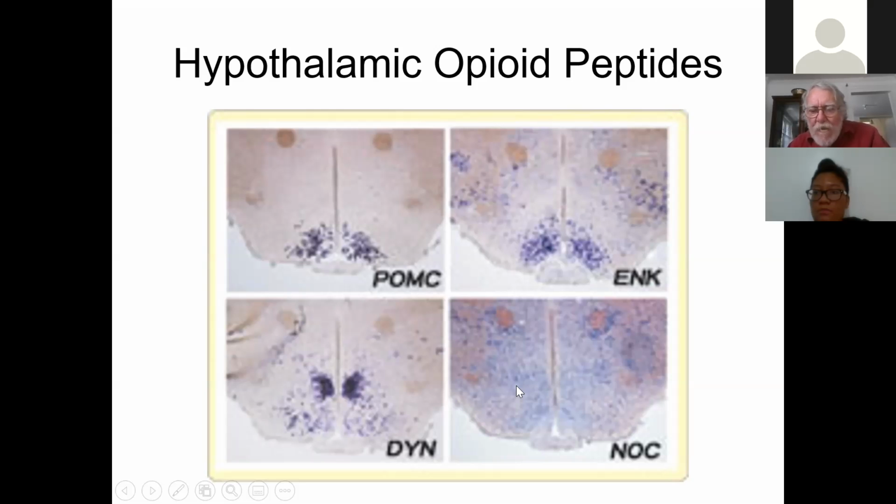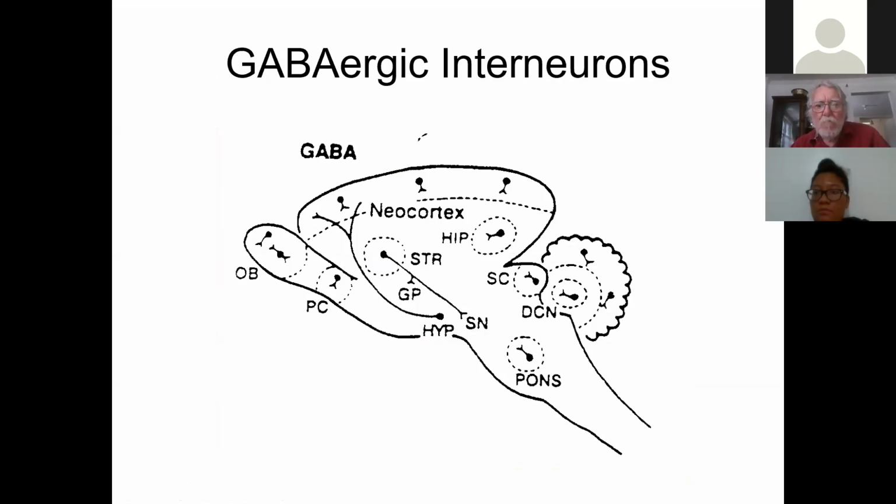Then finally, an orphan opioid peptide called nociceptin, which was not identified immunocytochemically, but rather identified when the opioid receptors were cloned, and the opioid peptides were cloned, and we discovered the fourth class, nociceptin. And there really aren't that many here, but it's more ubiquitous.